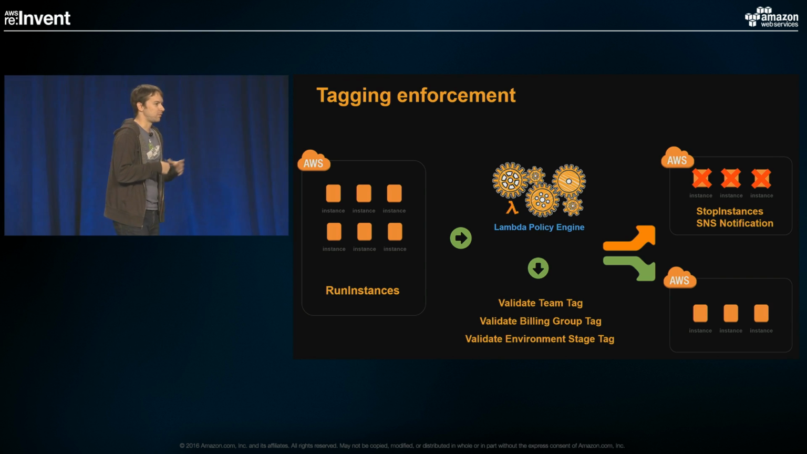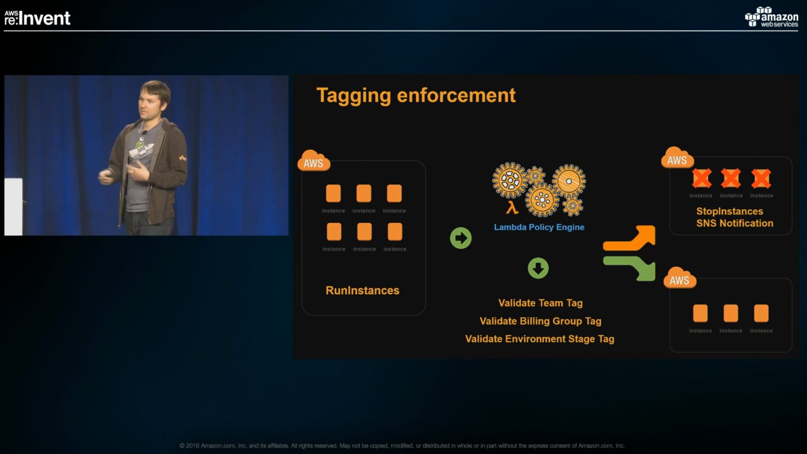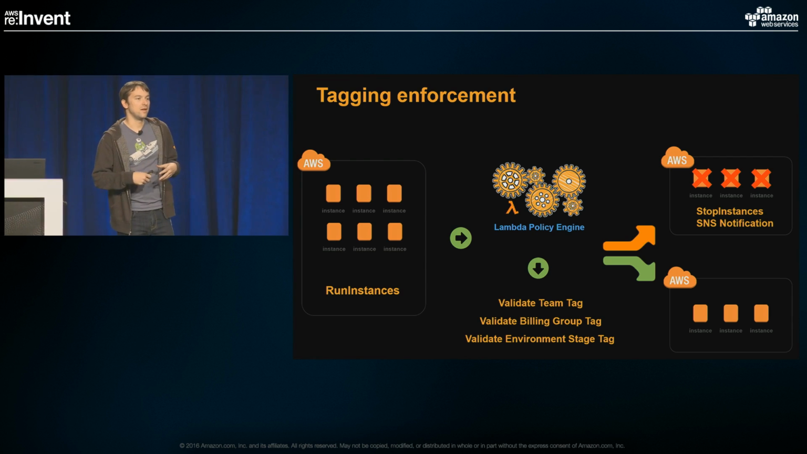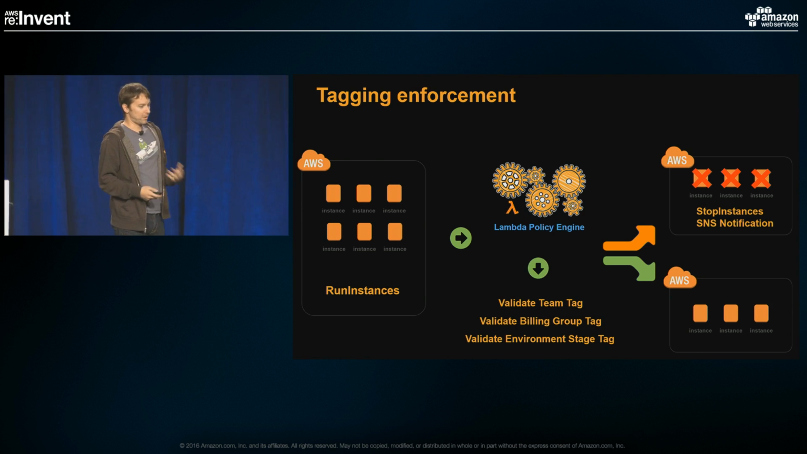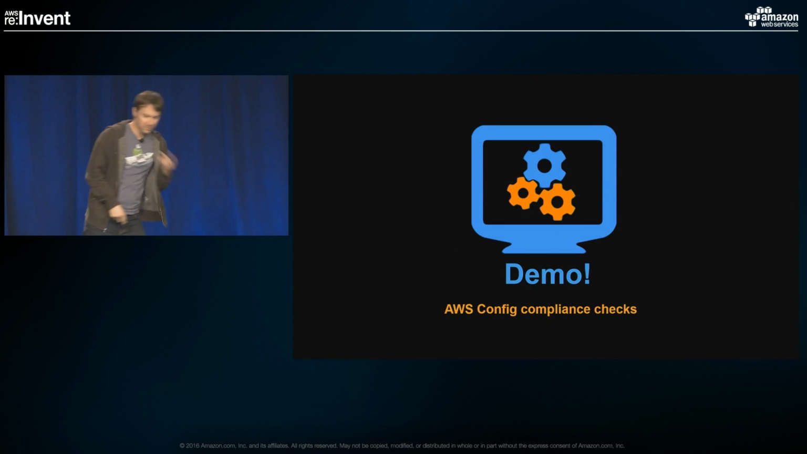And validate that it's in the right environment. So if it's in production, is it tagged that way? Is it in dev? Is it tagged that way? Is it in the right VPC for production, dev, stage? I can do all of this, and I can make changes, or I can send notifications, whichever works better for my organization. And now we'll give a quick demo.